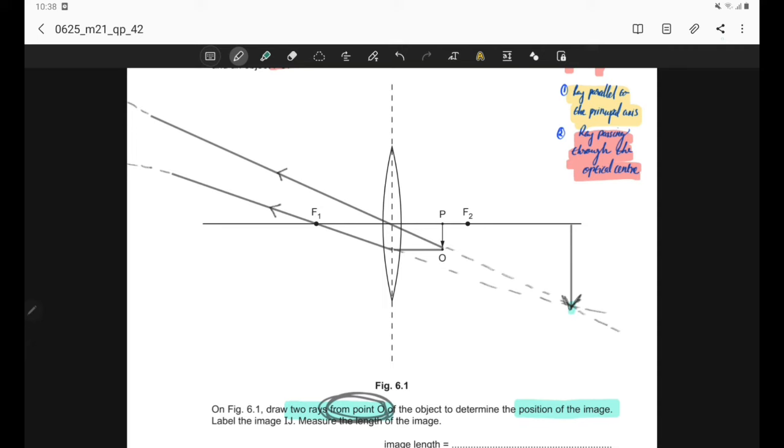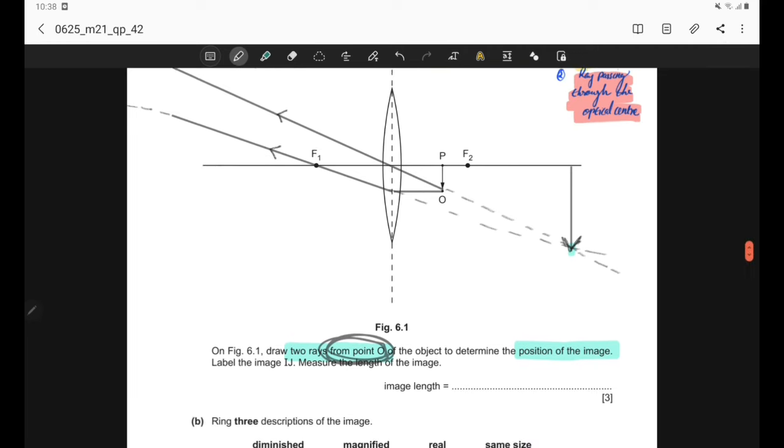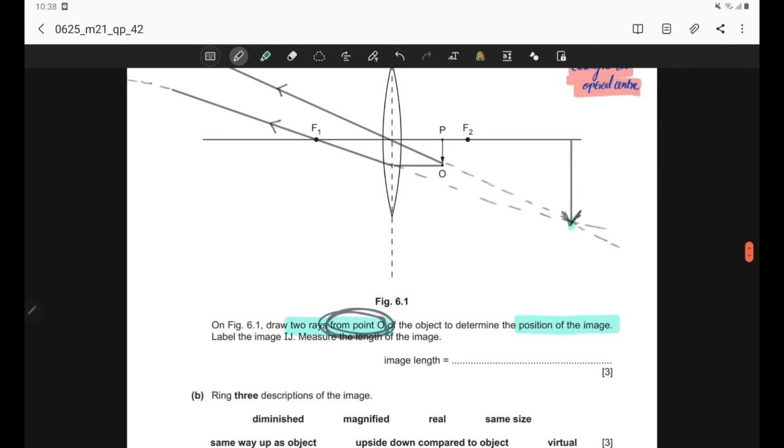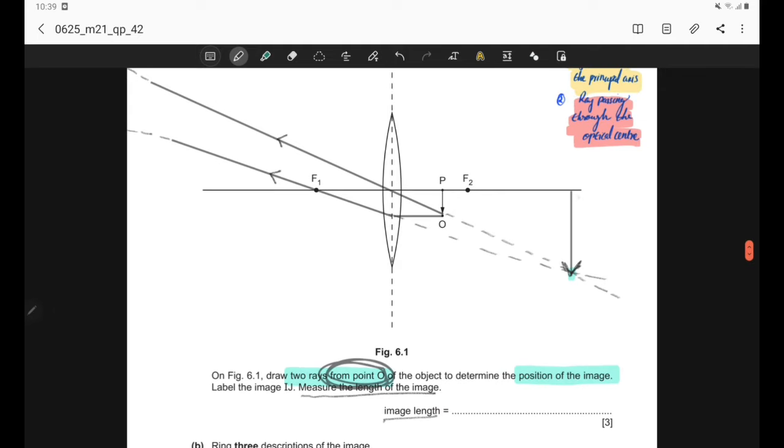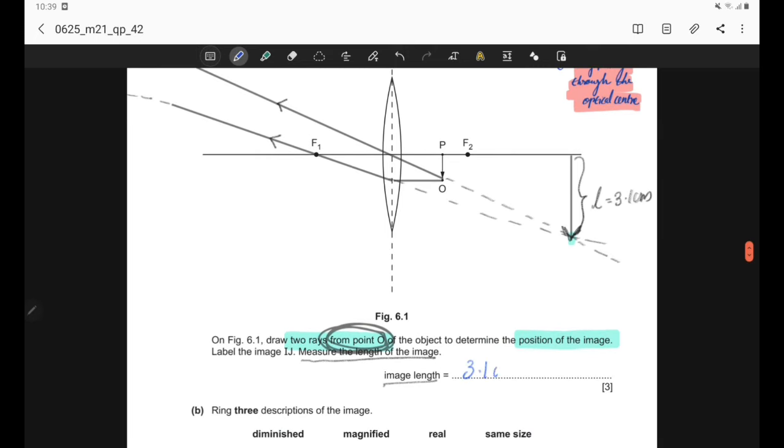And as we have seen, the image is formed not from the intersection of real rays which is passing through the lens. The image is not real but virtual. Now we need to measure the length of the image. So you should take a ruler and measure how much this length is. And if we draw it properly, we will get this length as 3.1 centimeter. So we can write 3.1 centimeter. But any value in the range from 2.4 centimeter to 3.6 centimeter, you will get the mark.